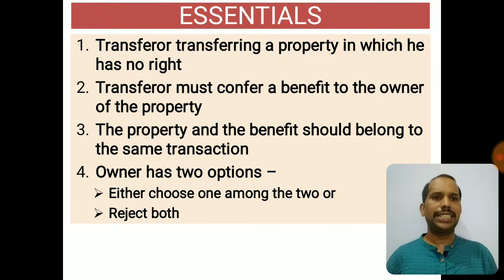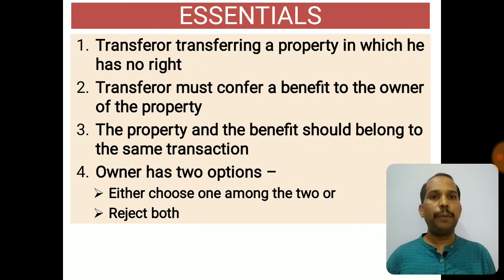There are four essentials I am discussing. The first one being transferor transferring a property in which he has no right. Now, the person who is transferring or selling has no right on this property. That's the first thing you need to remember. Second one, transferor must confer a benefit to the owner of the property. After doing that transaction, he is giving option to the owner to take the benefit. That's second. First one, he doesn't have the ownership. Second one, he is doing the transaction and gives option to the owner.